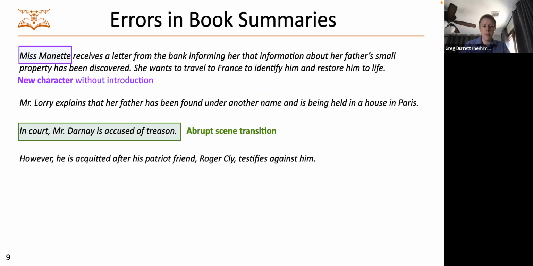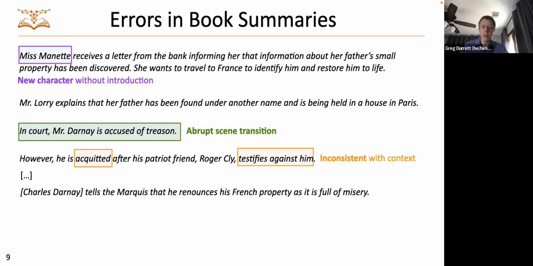However, he is acquitted after his patriot friend Roger Clyde testifies against him. This is a little bit trickier. When you read this, I think it's a little bit confusing because we think that, okay, if the friend testified against him, actually he should be convicted, right? These two somehow don't match, and the discourse connectives in between them don't really line up. I would think that it should say something like, despite the fact that his patriot friend testifies against him.